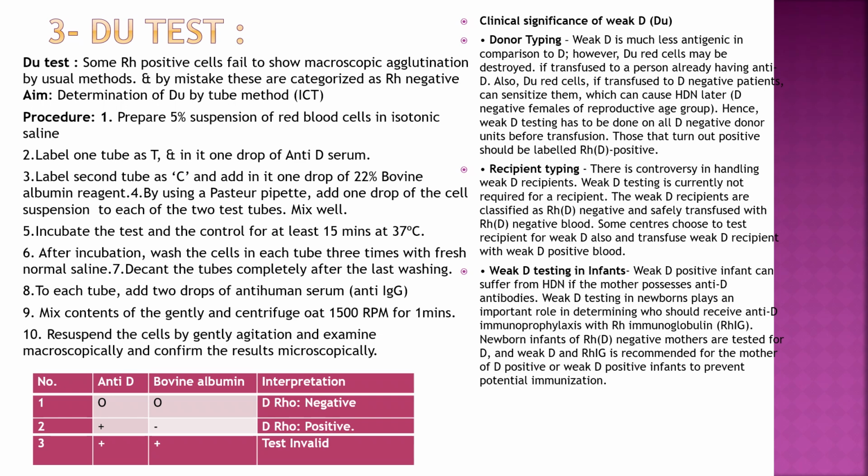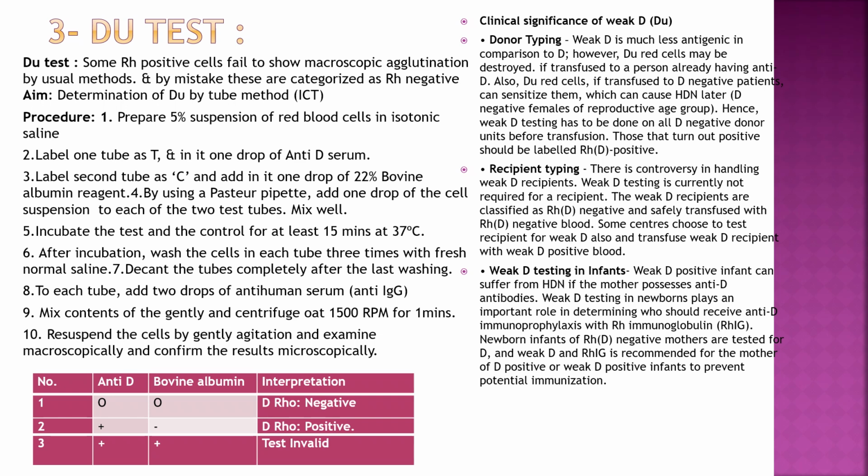Now the DU test. DU means unknown. Some Rh positive cells fail to show macroscopic agglutination by the usual methods, and by mistake these are categorized as Rh negative. So DU is determined by the tube method, that is ICT, the indirect Coombs test.